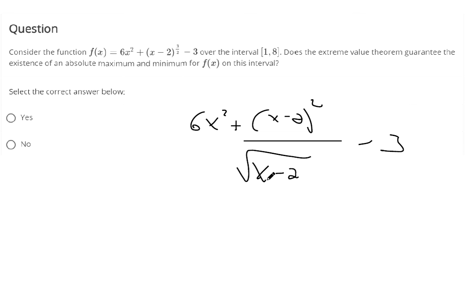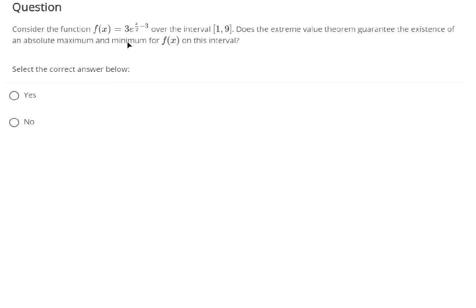Because at x equals 1, this isn't going to be defined down here. 1 minus 2 is negative 1. So same thing for this one. No, because it's not continuous for all values. It doesn't even exist at x equals 1. Okay, so we got this function.